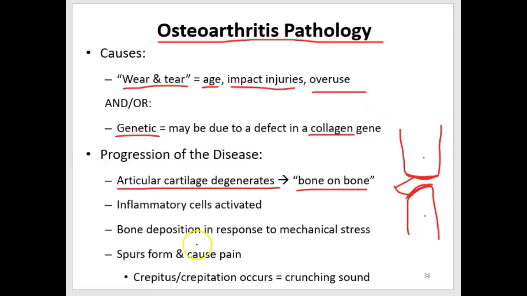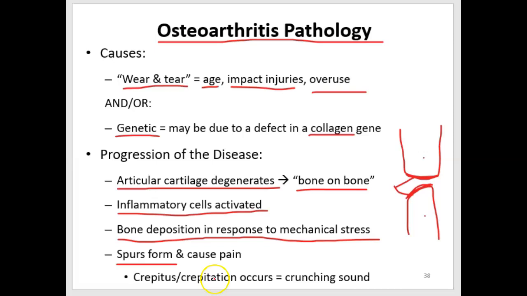That kind of damage activates inflammatory cells in your immune system. And those cells send out signals to the bone: Hey, you're being worn down, you need to start fixing yourself, adding more bone. So bone deposition will happen in response to this mechanical stress. The problem is the bone deposition does not happen in a nice orderly form.